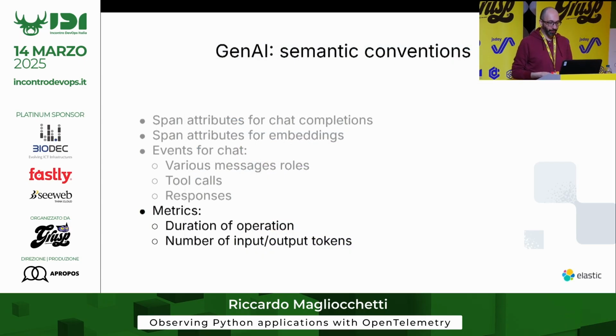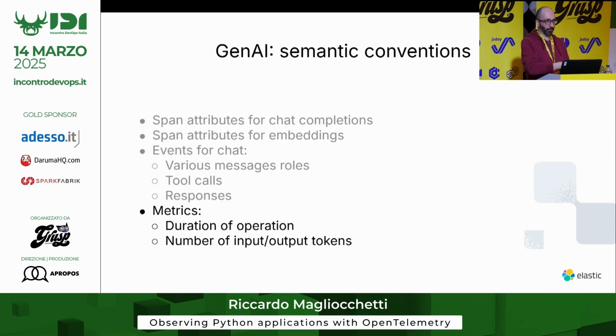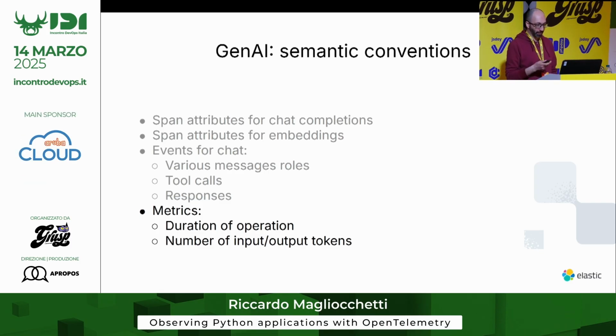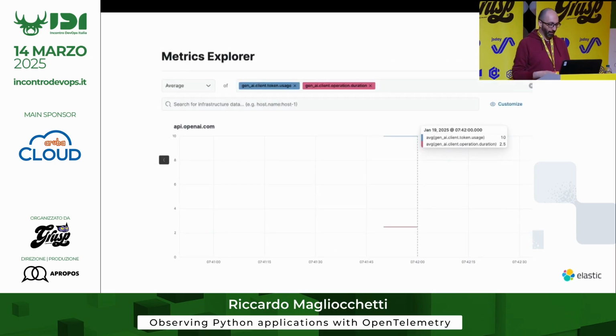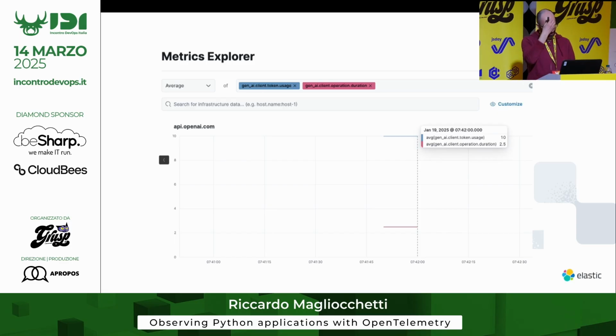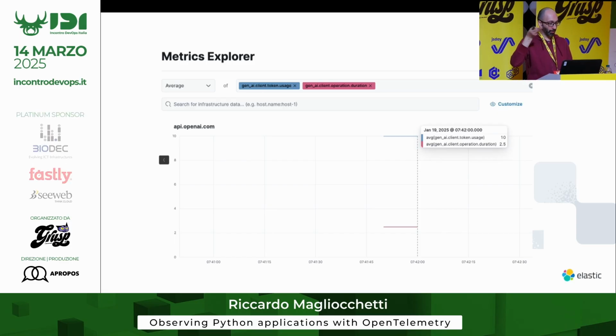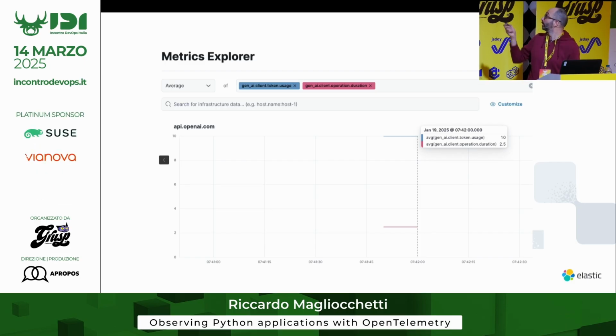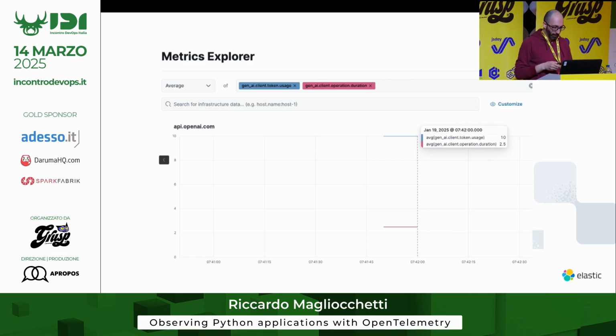And then we define a couple of metrics. The first one is the duration of the operation: the time to get a response from the models, of course. And then we also track the number of tokens, both the input and the output tokens, which is the stuff you usually pay for. Nothing earth-shattering here. This is just some metrics about some calls against the API.OpenAI host. Again, we are tracing the duration in red and the tokens in blue.